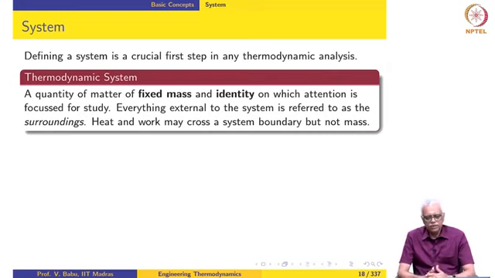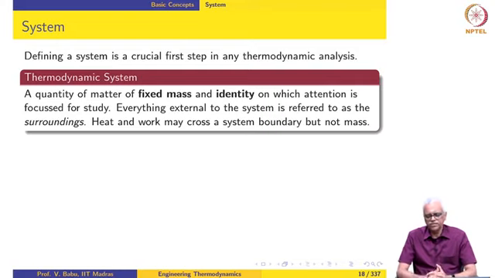Now, a thermodynamic system is defined as follows. It is a quantity of matter of fixed mass and identity on which attention is focused for study. Everything external to the system is referred to as the surroundings, and the system and the surroundings together constitute the universe. Now, heat and work may cross a system boundary, but not mass.